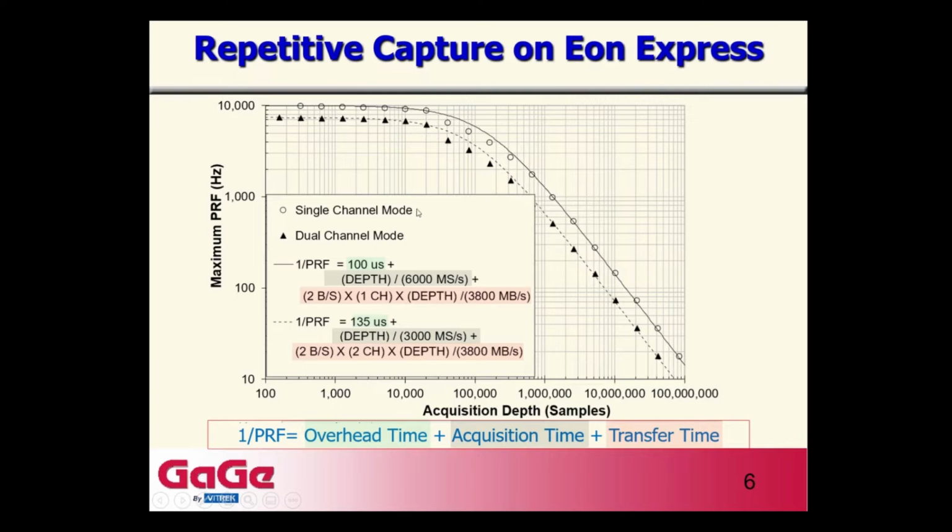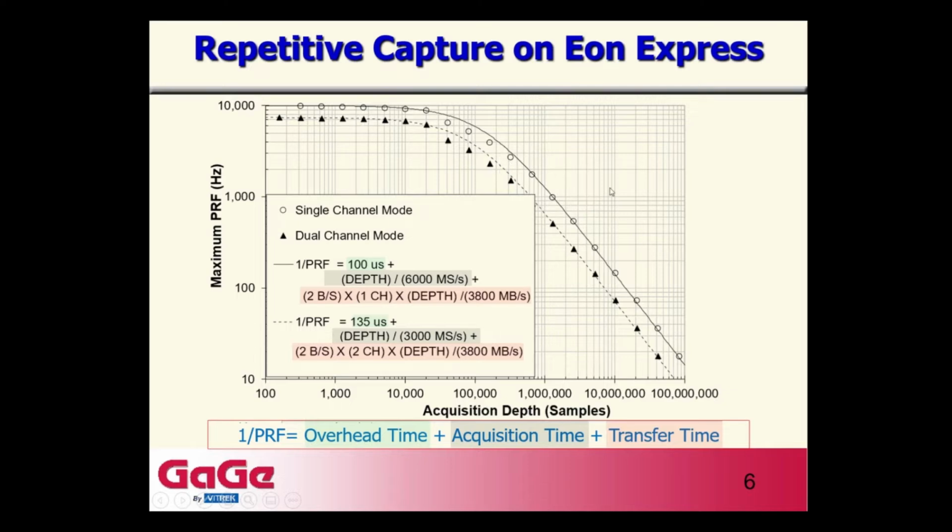Notice they're on log-log plots. When the depth is very small, when you're acquiring only a very small number of points, like 1,000, for example, if you go from 1,000 to 2,000 points, you can still attain only about the maximum pulse repeat rate, which is about 10,000 waveforms per second. And that's because basically the overhead time, the fixed things that you have to do, add up to more time than it takes to acquire the waveform. So whether you acquire 1,000 or 2,000 points doesn't really matter. You're in this overhead time dominated region of the curve, and basically you're topped out at 10,000 waveforms per second in single channel mode.